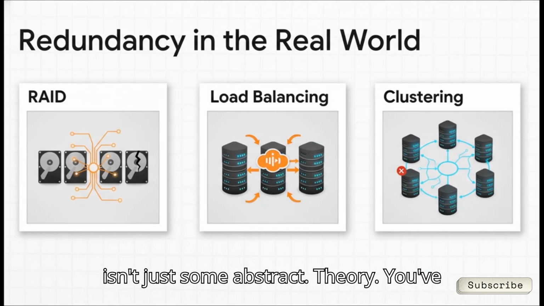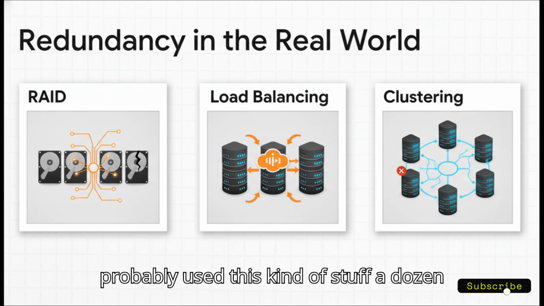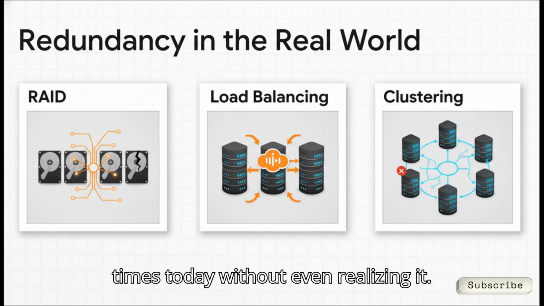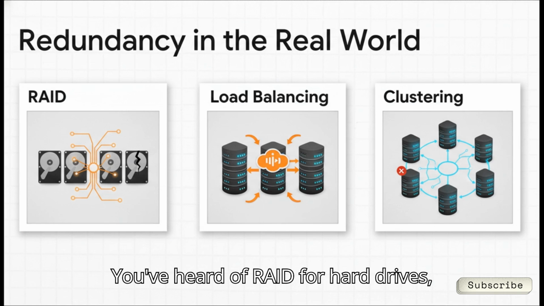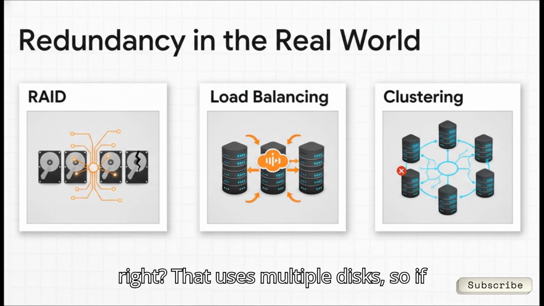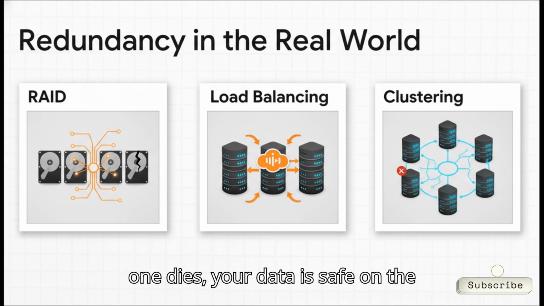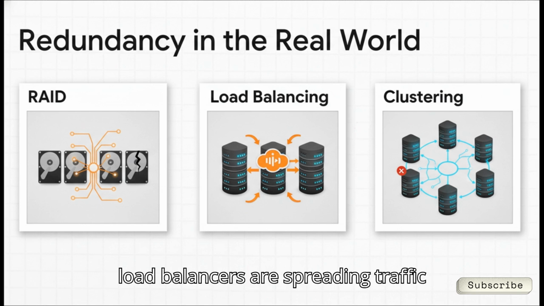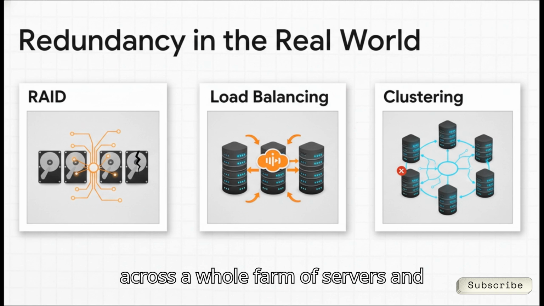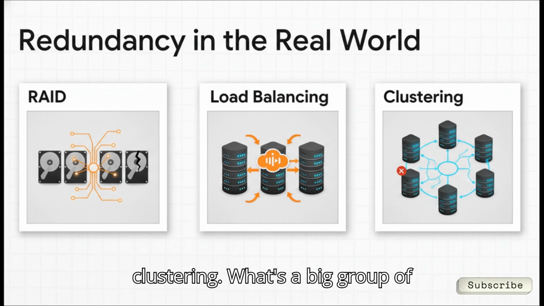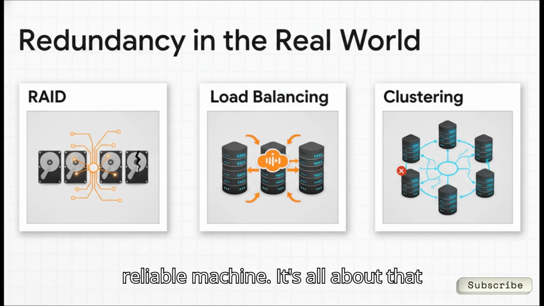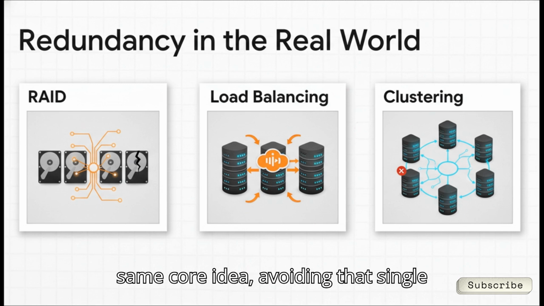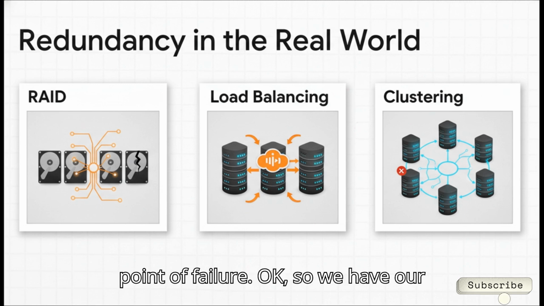And, this isn't just some abstract theory. You've probably used this kind of stuff a dozen times today without even realizing it. You've heard of RAID for hard drives, right? That uses multiple disks, so if one dies, your data is safe on the others. When you go to a huge website, load balancers are spreading traffic across a whole farm of servers. And clustering lets a big group of computers act like one single, super reliable machine. It's all about that same core idea, avoiding that single point of failure.